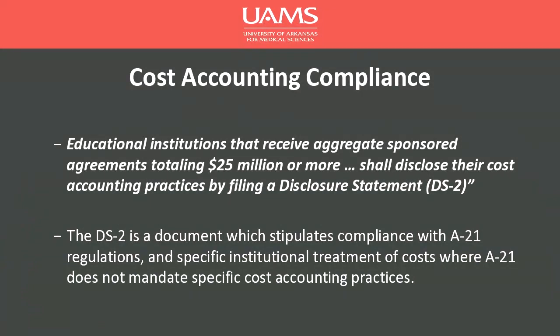Educational institutions that receive $25 million or more in federal funding have to provide and file a disclosure statement called a DS-2. The DS-2 is a document that stipulates compliance with A21 regulations and specific institutional treatment of costs. It doesn't mandate specific cost accounting principles, but it is what we have to report to the federal government about what our like costs versus our unlike costs are, and our justifications.